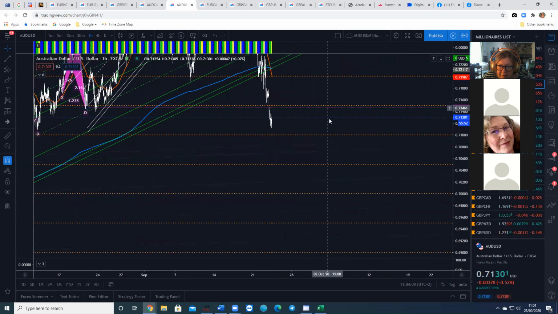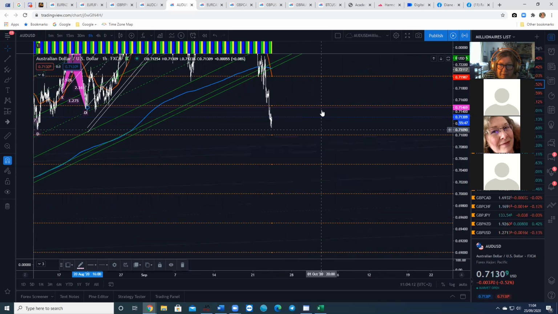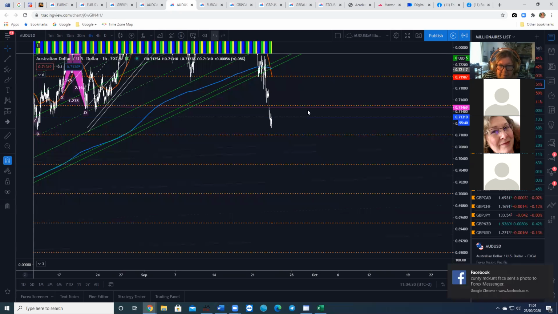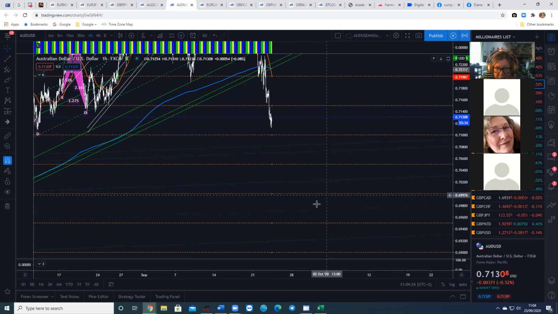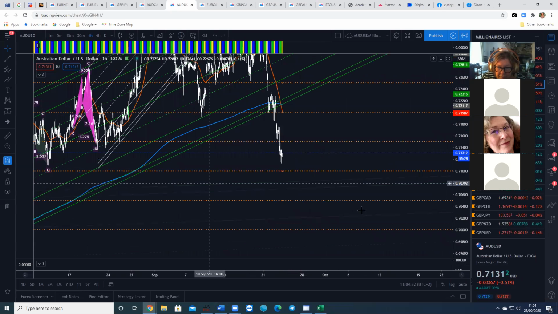Is that another line? Settings. It's another horizontal ray. Must be from it being a shark. Remove that. Oops, moved the wrong thing. That's it. I don't think I've got a scan on this at the moment. No scan on HourGlass. I'm going to stop the share then because we're out of time.